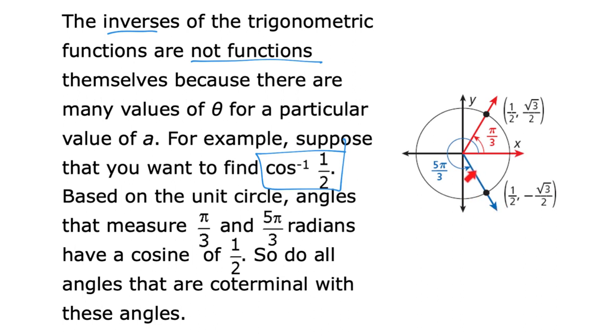So they give you an example here. 5 pi over 3 is going to have a cosine value of 1/2, but so does just pi over 3. And then we could keep going all the way around and add on another 2 pi to this and have another value that's going to have a cosine value of 1/2. So the inverses of trig functions are not functions because there are multiple possible answers.